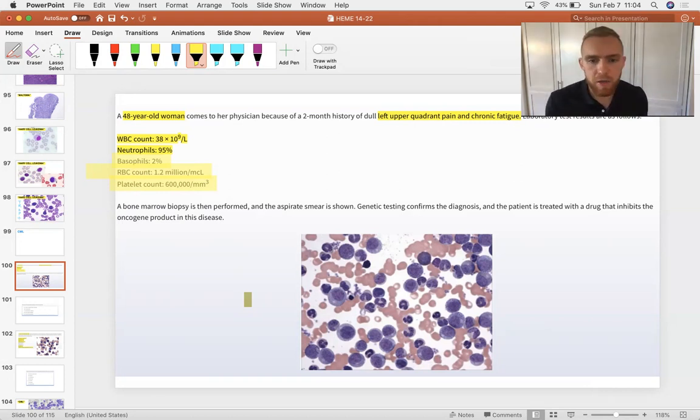So, of course, you take a blood smear, and then you probably get a bone marrow very soon afterwards. You look at the bone marrow, and there is an extreme overproduction of white cells within the bone marrow. And these are going to be granulocytes. You can see granules in them. Some of them have those monocytic kidney bean nuclei. You see some neutrophils. So you understand this is a myeloid disorder. And then the question is, well, the patient's treated with a drug that inhibits the oncogene product in this disease. So this would force you to make the differential between a CML and an AML.